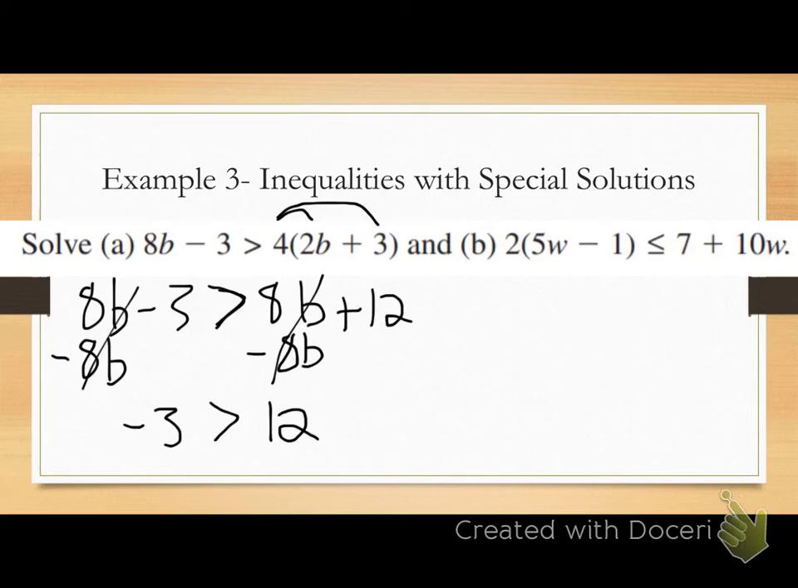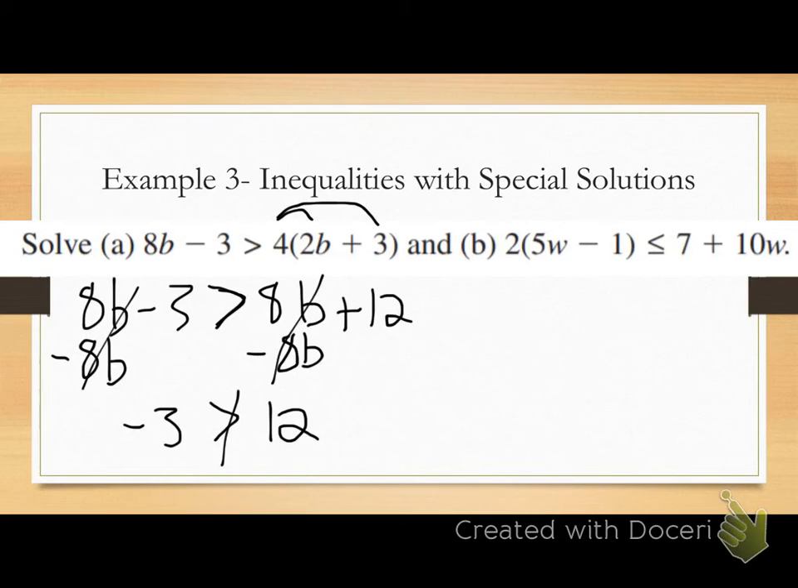So just because the two numbers are not the same does not automatically mean no solution. I've got to look at what the statement is saying. The statement is telling me -3 is greater than 12. Is that true or false? False. -3 is not greater than 12. So if my variables cancel each other out, I get a false statement.